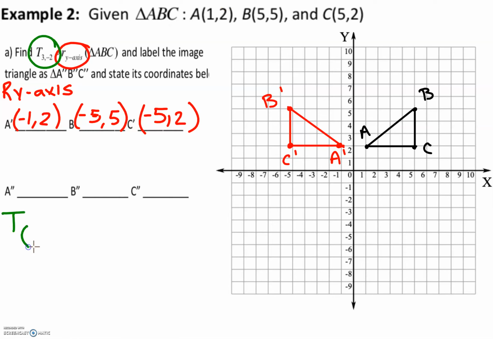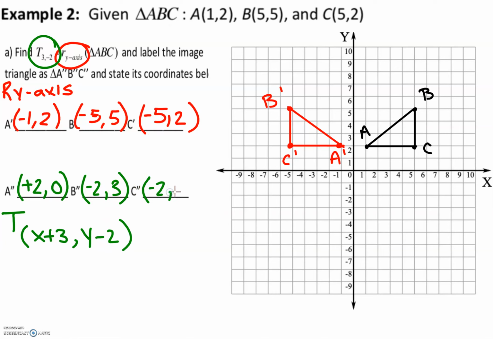So a translation of x plus 3, y minus 2. That's just another way to write our translation rule, right? So what does this mean? I'm taking each x value and adding 3 to it. So -1 plus 3 is a positive 2. 2 minus 2 is 0. -5 plus 3 is -2. 5 minus 2 is 3. -5 plus 3 is -2. 2 minus 2 is 0.